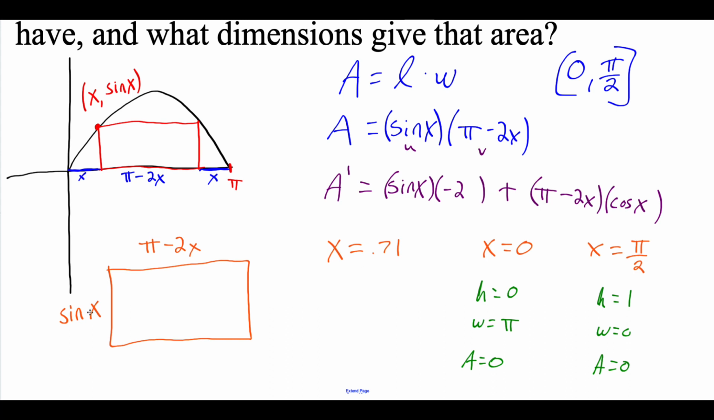Now the sine of 0.71 for the height of our rectangle, if we just go 2 decimals there, it's about 0.65 if we were to type that into our calculator. And then as far as the width of our rectangle, plugging in the 0.71 for the x there, pi minus 2 times 0.71, we get about 1.72 as that width. So these are going to be the dimensions of our rectangle, and if we multiply those together, then that's going to give us an area of about 1.12 square units, whatever we're using to measure this.